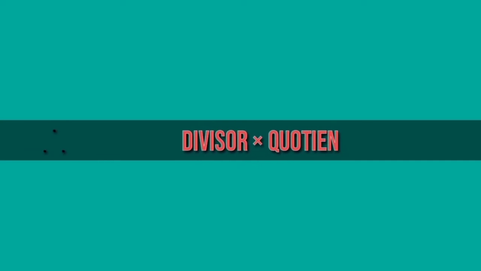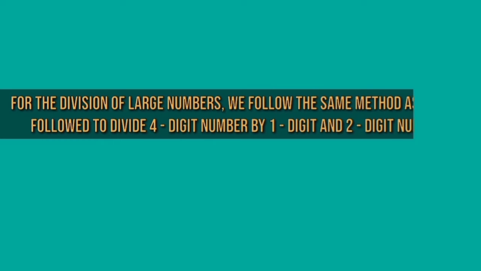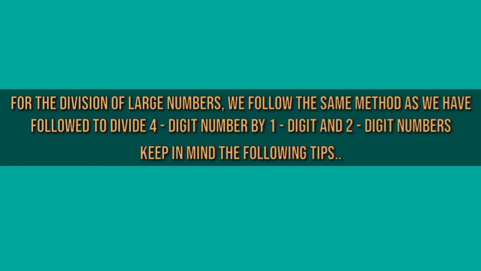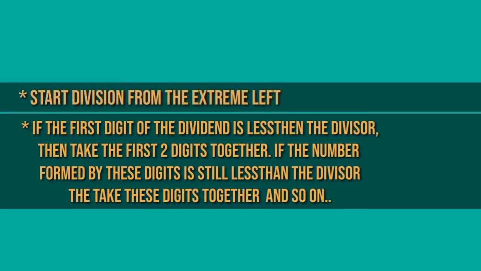Therefore, divisor into quotient plus remainder is equal to the dividend. For the division of large numbers, we follow the same method as we have followed to divide 4-digit numbers by 1-digit and 2-digit numbers. Keep in mind the following tips. Start division from the extreme left. If the first digit of the dividend is less than the divisor, take the first 2 digits together. If the number formed by these digits is still less than the divisor, then take 3 digits together and so on.